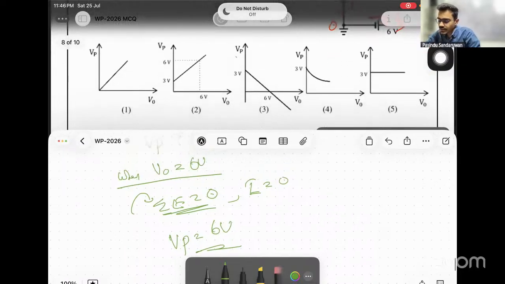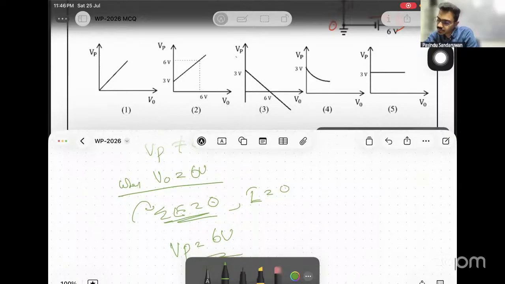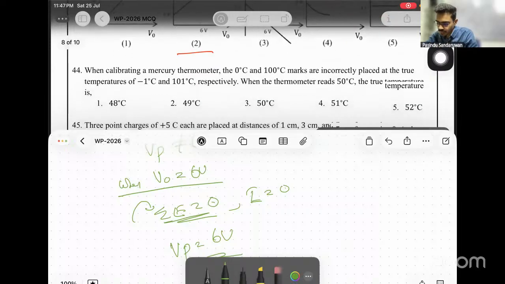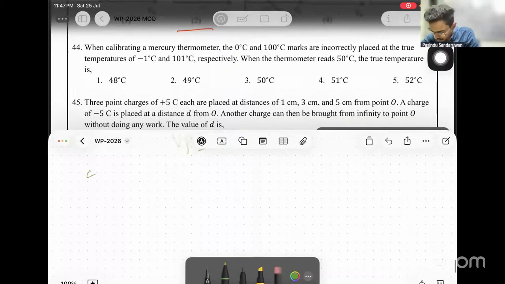It is starting as a non-zero value, and VO is 6 volts. When VO is 6 volts, VP is also 6. That's only one answer. There's only one answer in the given list. That is obviously 2. No need to worry. Obviously 2. Question 44.